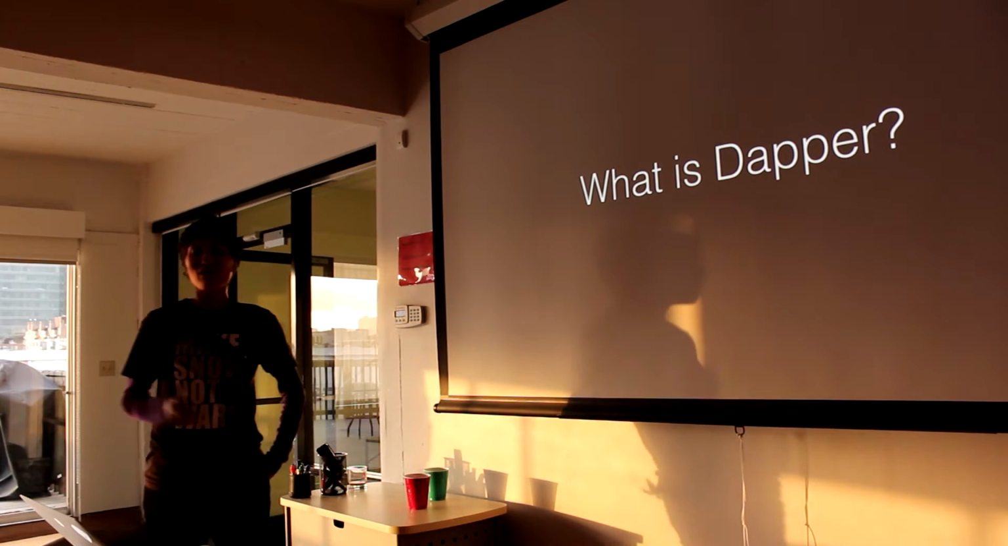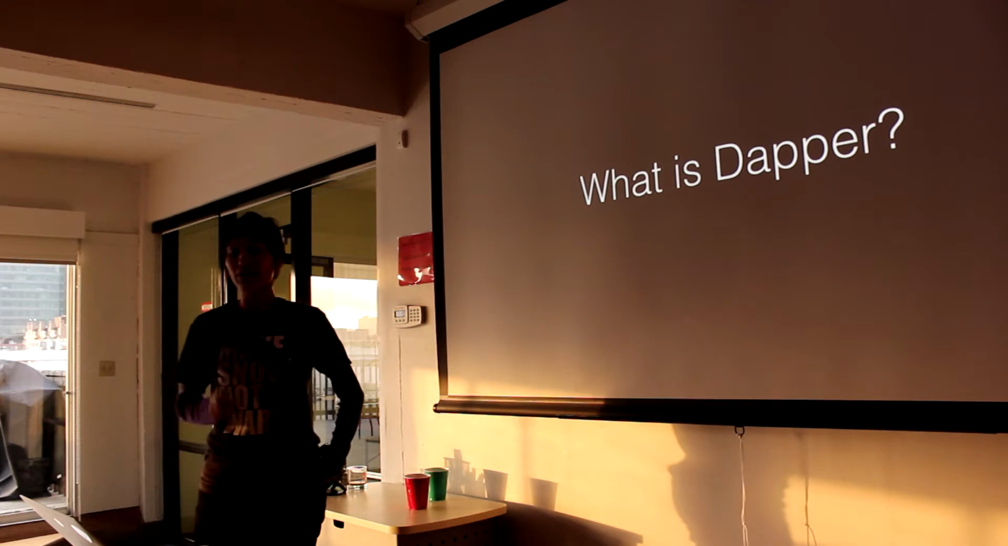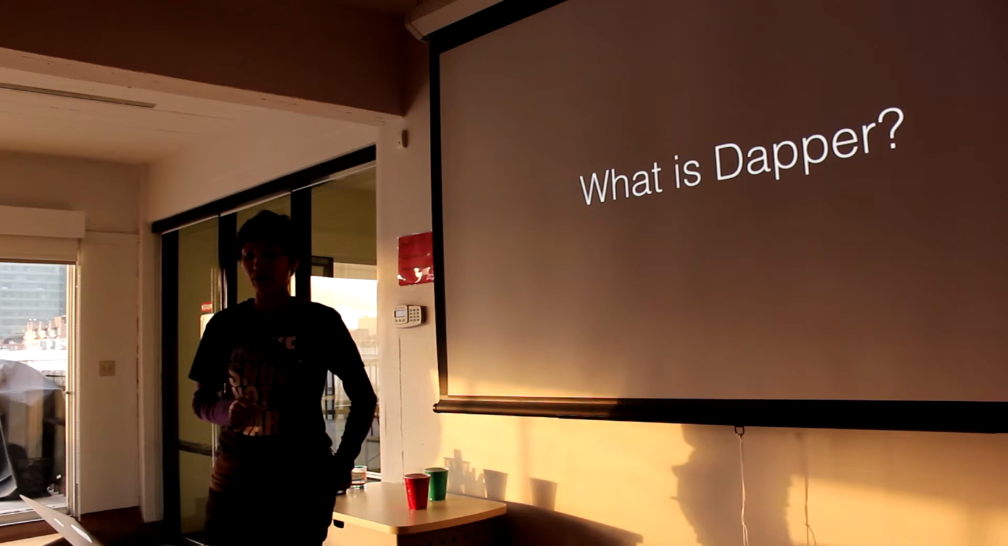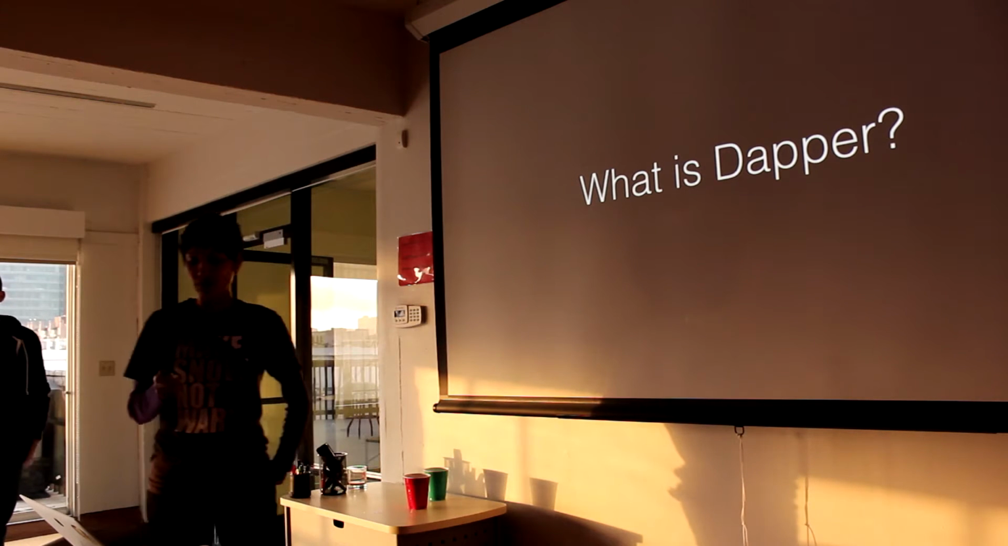Okay, so anyway, what is this thing called Dapper? According to the paper, Dapper is a large-scale distributed systems tracing infrastructure. What does that even mean? So let's look at what each of these terms actually means.